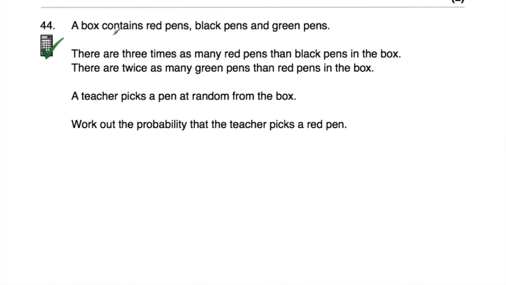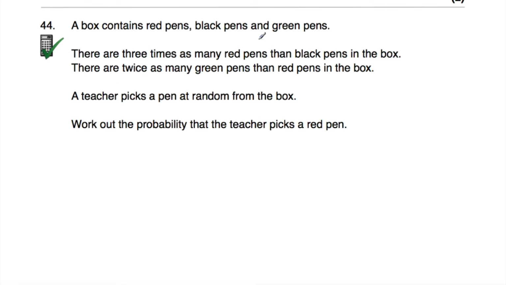Question number 44 says a box contains red pens, black pens and green pens. We're told there's 3 times as many red pens as black pens in the box, and twice as many green pens as red pens. The teacher picks a pen at random from the box, and we've been asked to work out the probability that the teacher picks a red pen.